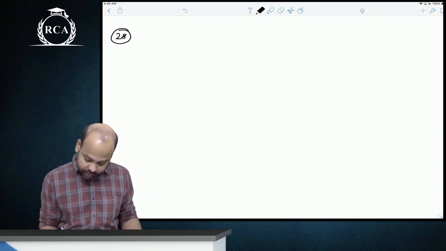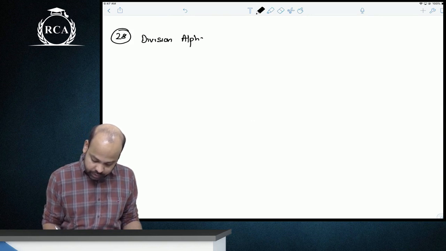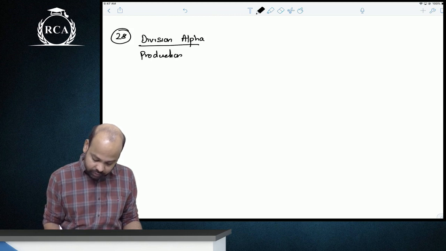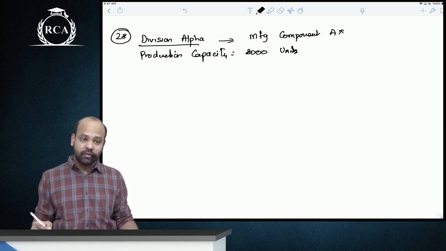So, who's manufacturing what? Division alpha and beta first. Division alpha, I'm just writing the information. Production capacity is 8,000 units. That is the maximum that division alpha can sell. It manufactures component AX. I'll give you time to copy. Don't worry, I'm just summarizing the information.